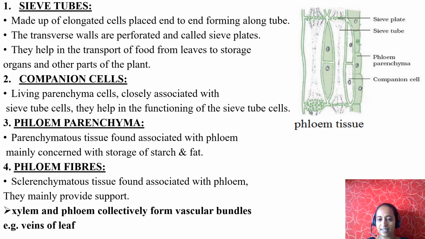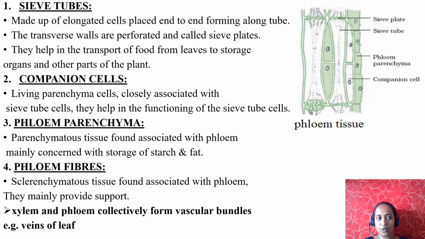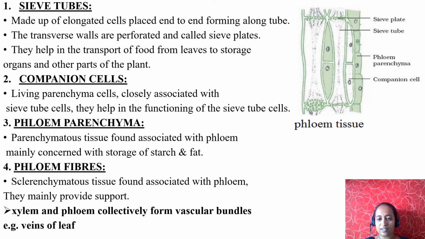Next, companion cells, as the name indicates, supporting cells or surrounding cells. Living parenchymatous cells closely associated with sieve tube cells, they help in functioning of a sieve tube cell. The functioning of sieve tubes depends upon companion cells. As companion cells are parenchymatous cells, they store food and provide support to the sieve tube. Next, phloem parenchyma. These are parenchymatous tissue associated with phloem, mainly concerned with storage of starch as well as fat. This parenchyma tissue helps in storage of what? Food in the form of starch and fatty substances.